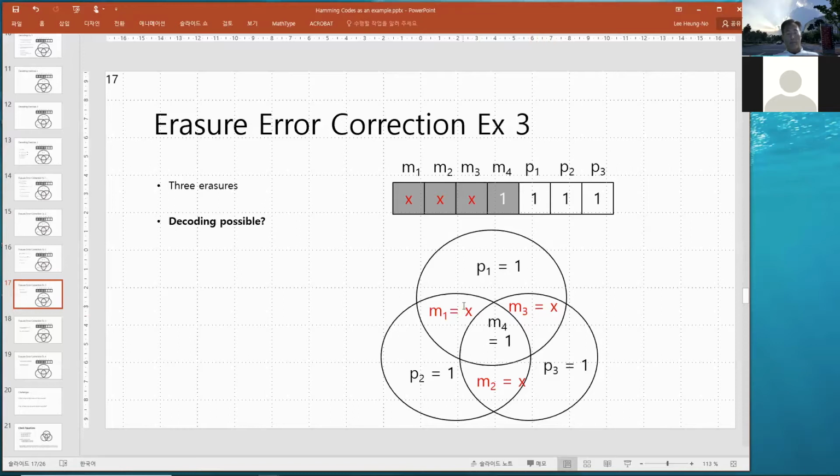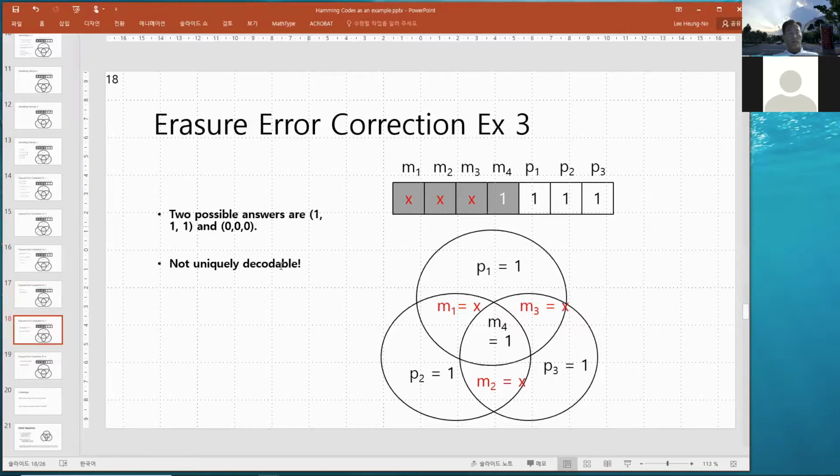And then when you have this one 0, M2 has to be 0. Okay, so M1, M2, M3 all zeros, or M1, M2, M3 all ones are 2 possible solutions. So 0, 0, 0 a solution, 1, 1, 1 a solution. So 2 possible answers. So it is not uniquely decodable. So this is not decodable. So 3 erasures in this particular example were not decodable.